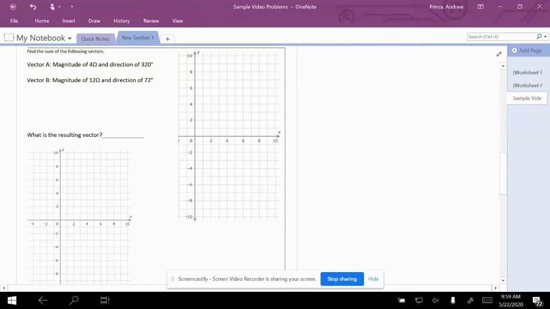All right, this next problem is going to be probably a culmination of all the different smaller concepts that we've built up to. We're going to be looking for the resulting vector of two other vectors. And we used ohms here for the units for our magnitude, just to give you a little preview of some of the AC theory to come.